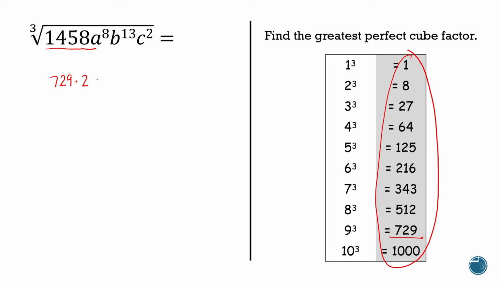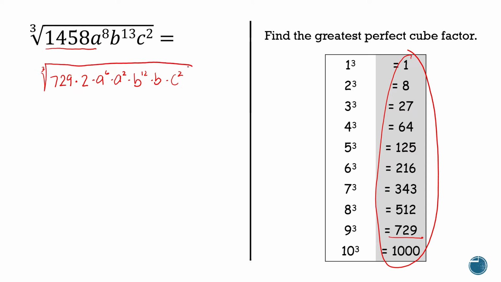Now with a raised to 8, I'm going to factorize that into a raised to 6 times a, because I want the exponent to be divisible by 3. Okay, so this is times b raised to 12 times b, and then the c squared.